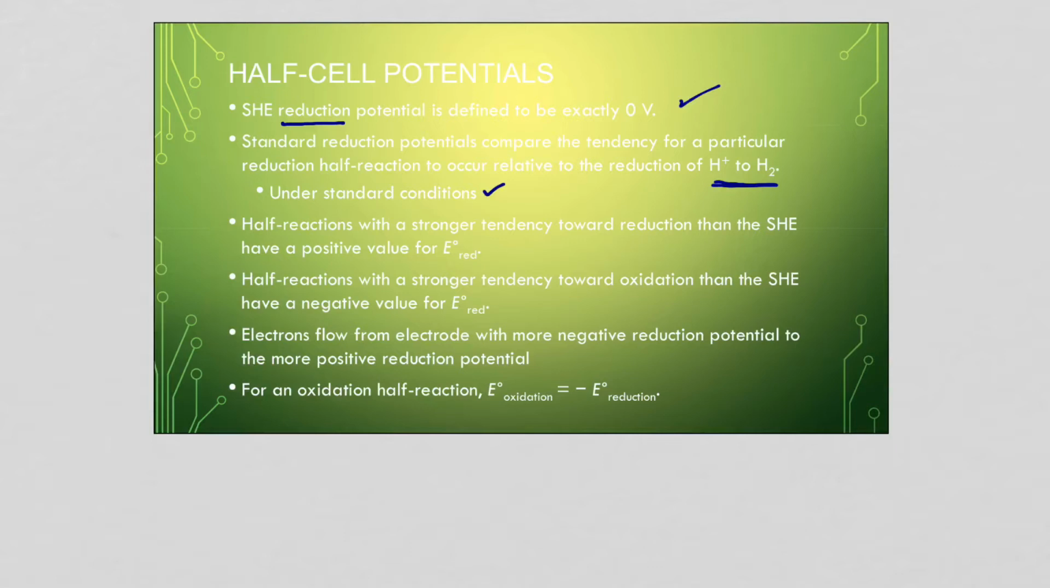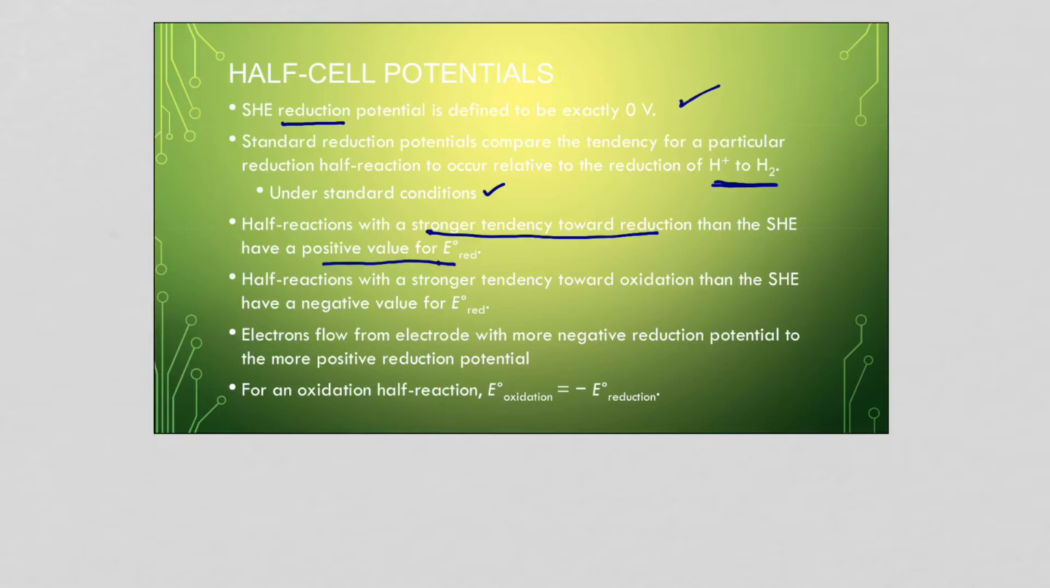And so half reactions that have a stronger tendency to undergo reduction, what we're going to see is they're going to undergo the reduction, and the SHE will actually undergo the oxidation. So in other words, hydrogen will be converted into H+ ions. And that will be given a positive value for the electrode reduction potential, meaning it has a stronger tendency to undergo reduction compared to the SHE electrode. So it's given a positive standard reduction potential.